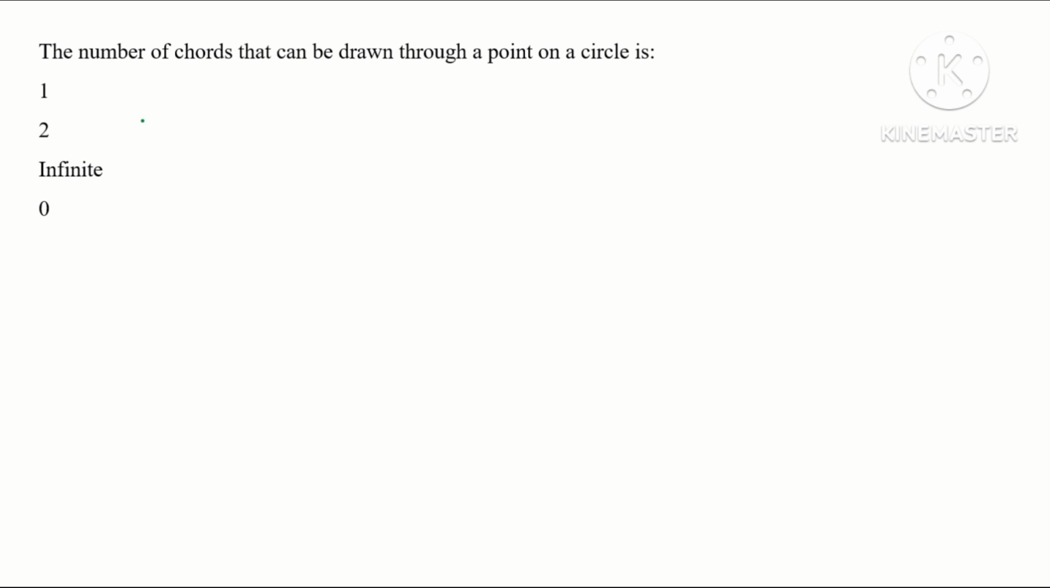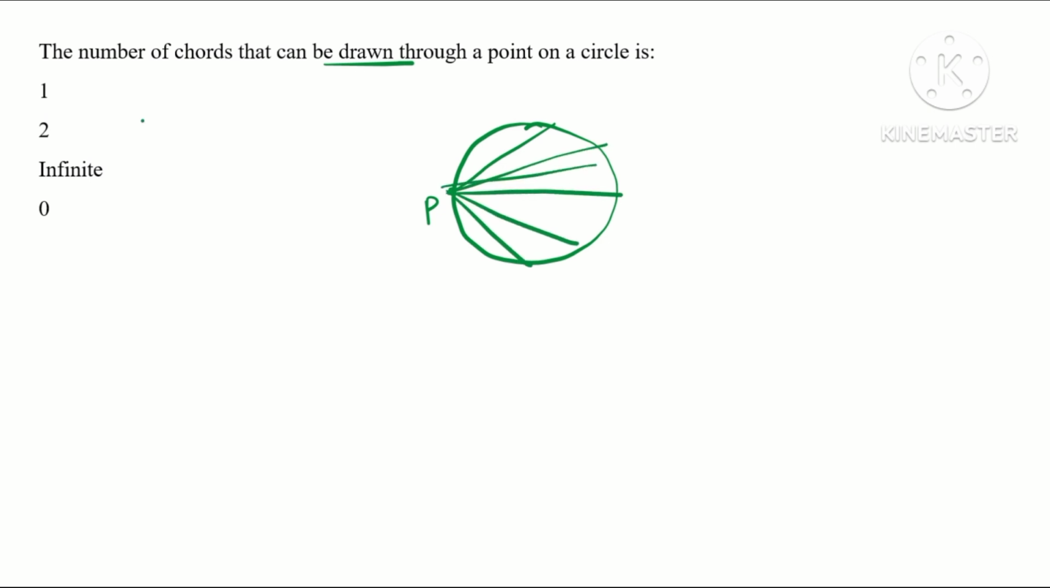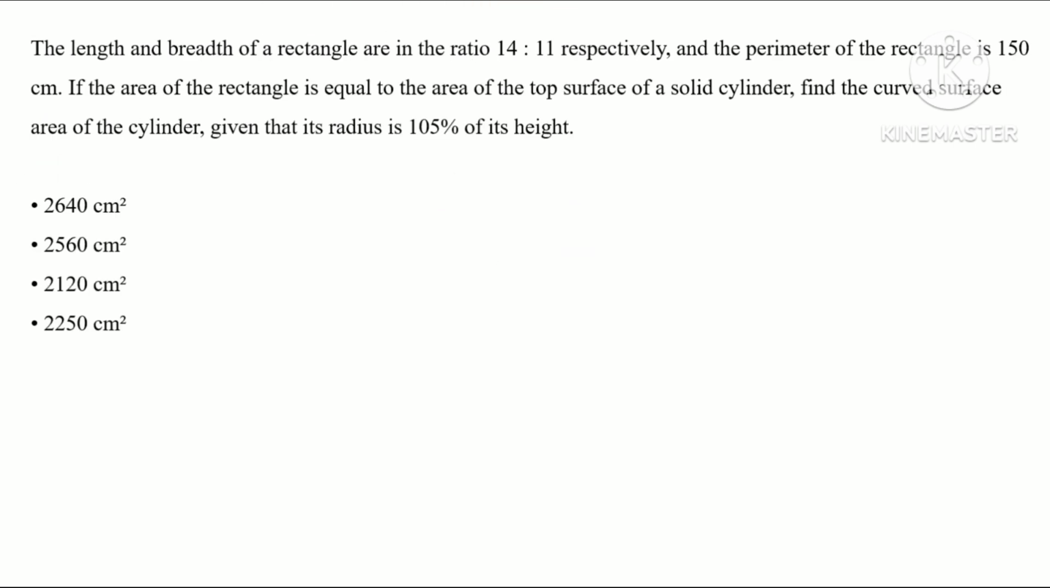So number of curves that can be drawn through a point on a circle. Let's draw a circle. Let us think this is point P. From this point we can draw infinite number of curves. So the answer is infinity.